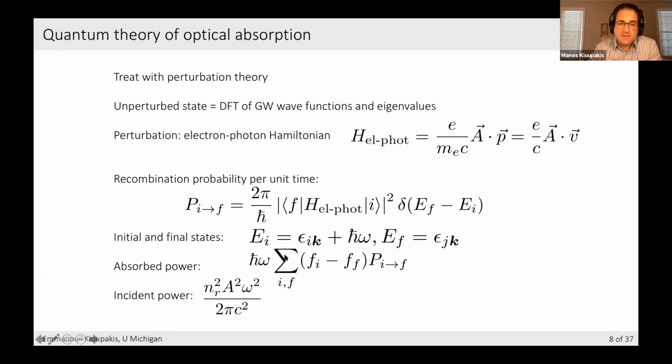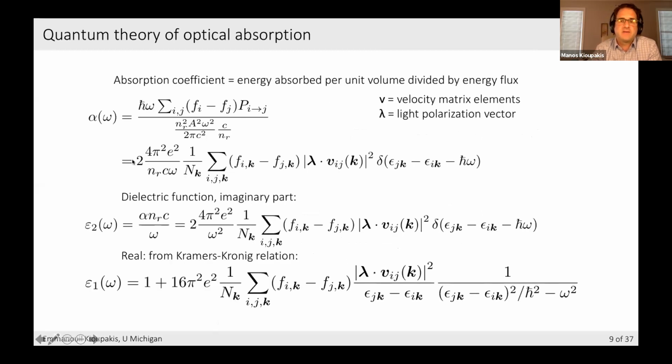And so this is the power that gets absorbed by the material. We can also find, using optics, the power that is incident into the material if you have the given photon field. This is the incident power. And by simply taking the ratio between the two, we find the absorption coefficient. It is the energy absorbed per unit volume divided by the energy flux. That's what you see here.